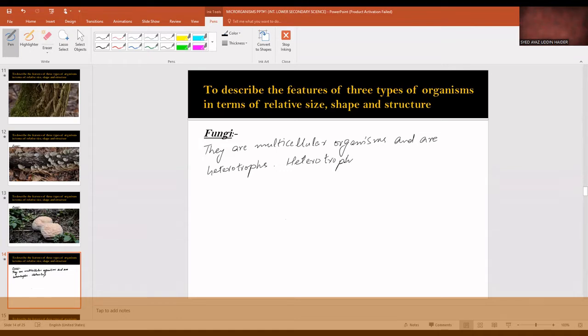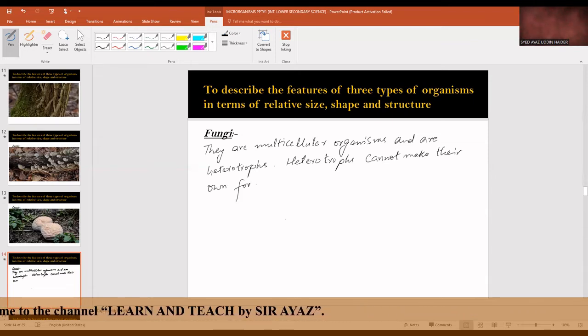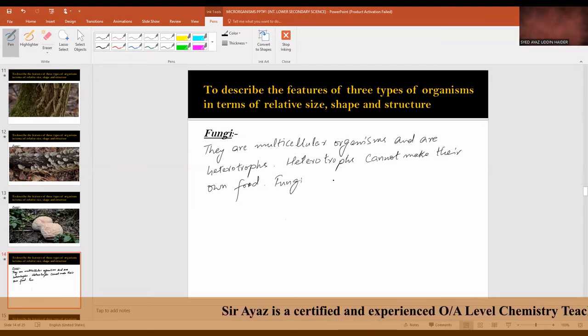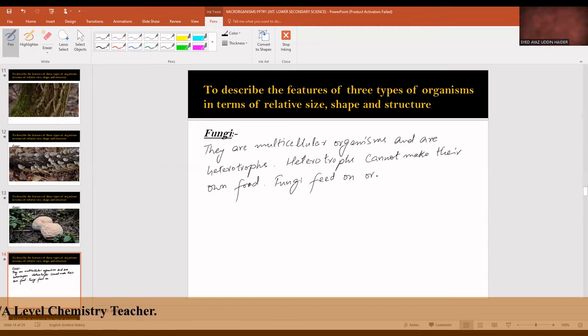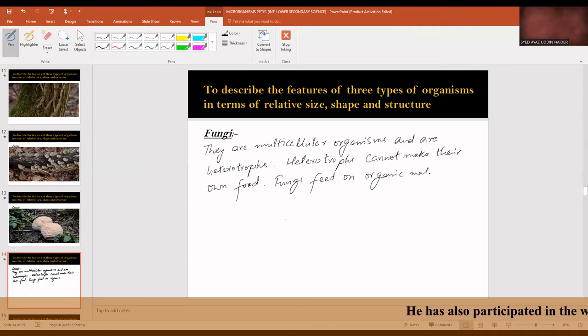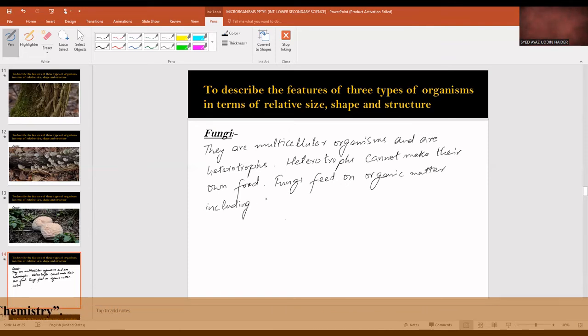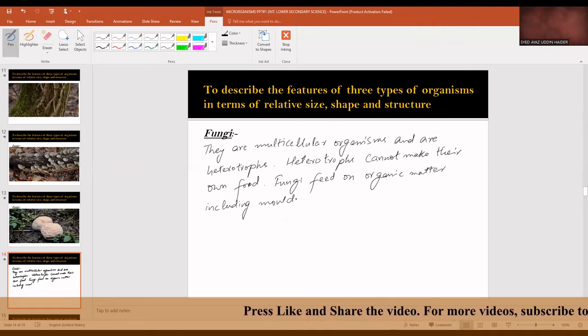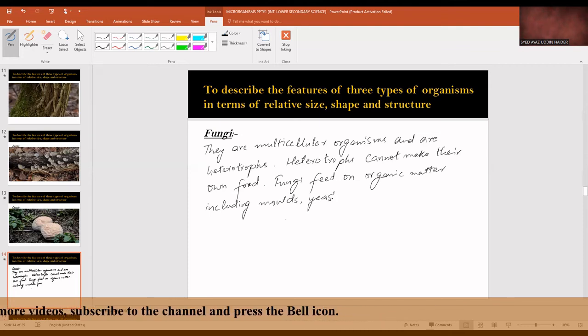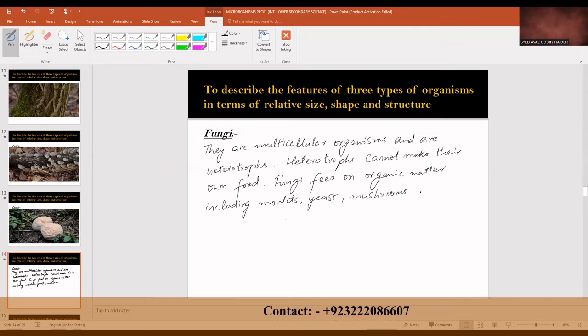Heterotrophs cannot make their own food. Which means fungi feed on organic matter, including molds, yeast, mushrooms, and toadstools.